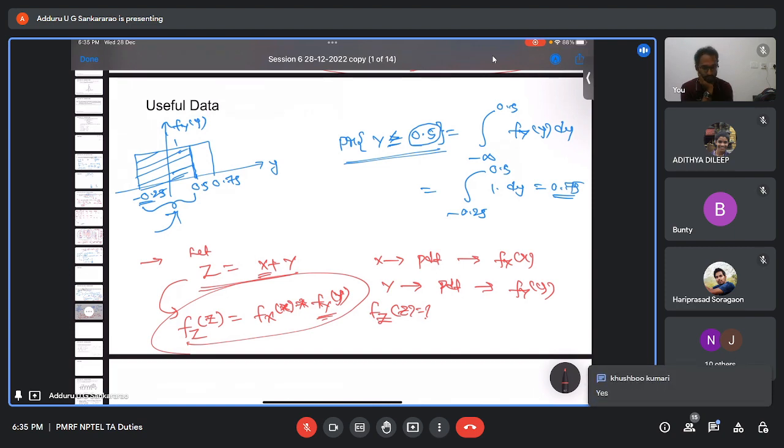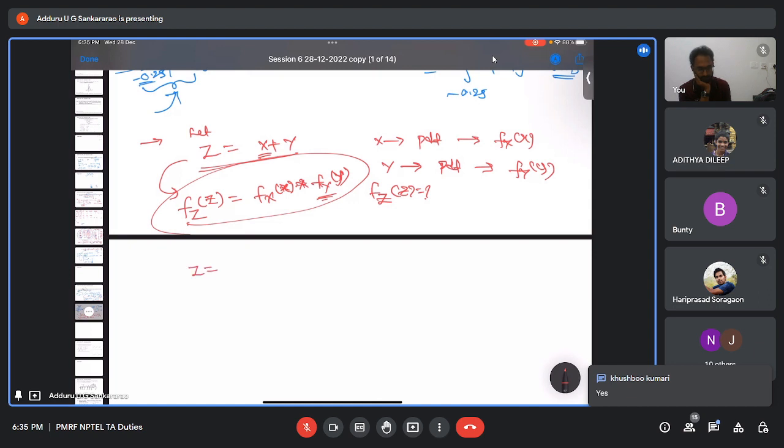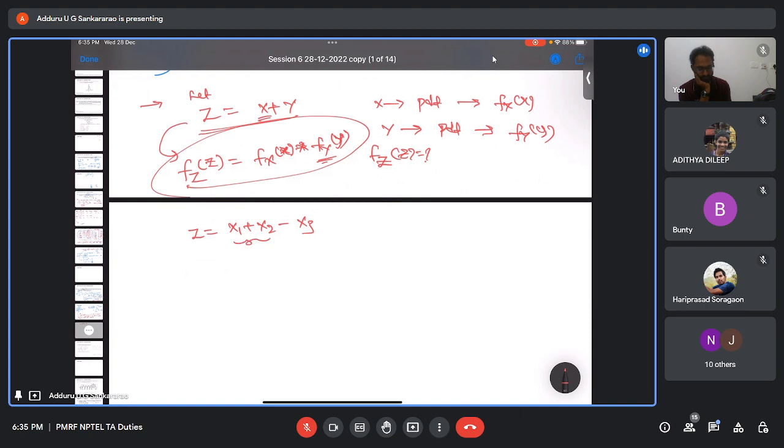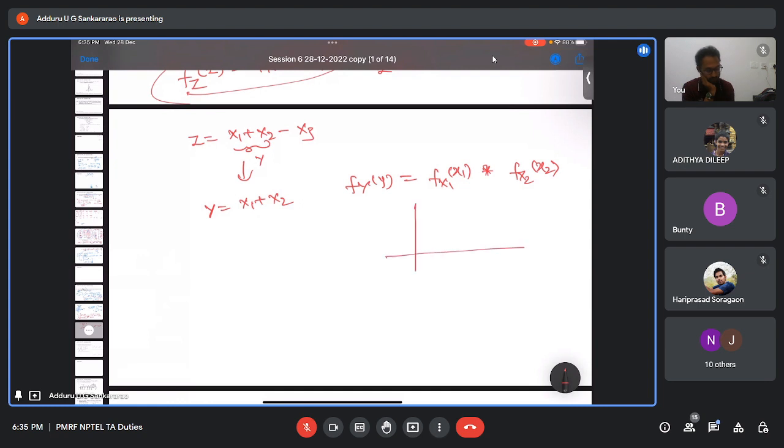So what is our z? Z is x1 plus x2 minus x3. Now I will find the PDF for this. First, let me say y is x1 plus x2. Now what is the PDF of y? f_y of y is the convolution of f_x1 of x1 convolved with f_x2 of x2. Since both are uniformly distributed between 0 and 1, this is f_x1 convolved with f_x2. Now you know the convolution of two rectangular pulses is what?